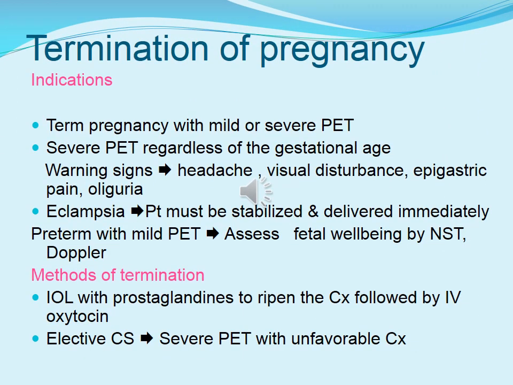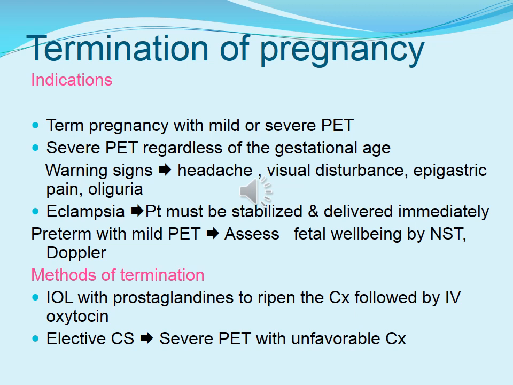We should think, in patients with severe hypertensive disorder, that means severe PE, eclampsia, or HELLP syndrome, of termination of pregnancy. So what are the indications of termination of pregnancy? When the patient is a term pregnancy with mild or severe PE. Patient with severe PE regardless of her gestational age, or the fetus.